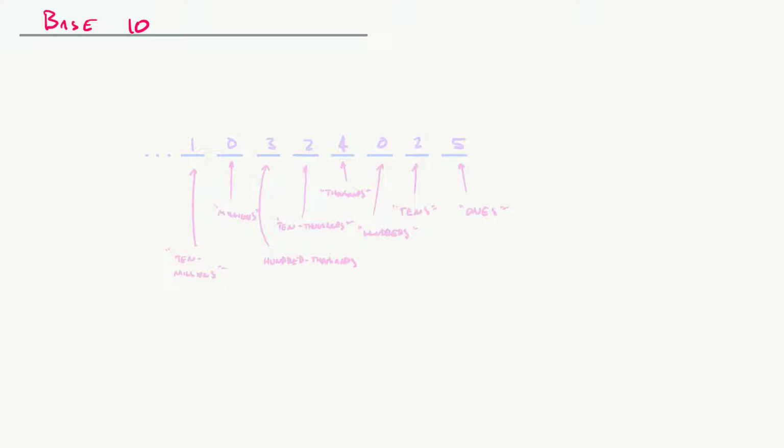But more specifically, these are all powers of 10, right? That's why we have a base 10 system. So each position has a base of 10 raised to a specific power. So the ones position is the 10 to the zeroth place, right? The tens position is the 10 to the first. The hundreds position is 10 squared. Thousands is 10 cubed, right? So on and so forth. And we just progress this way as the number gets bigger.